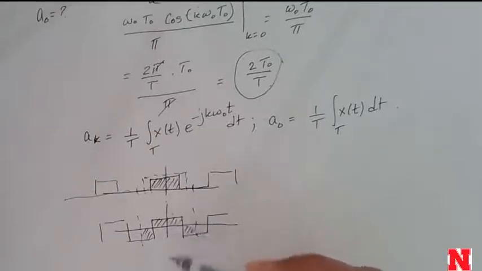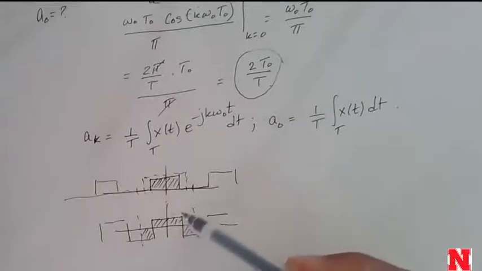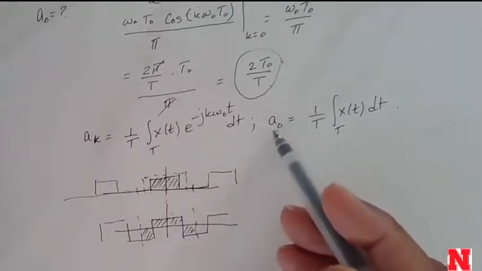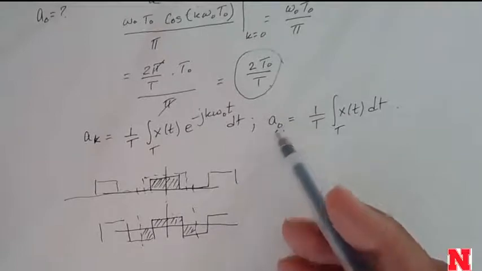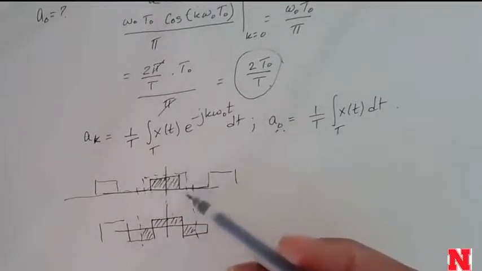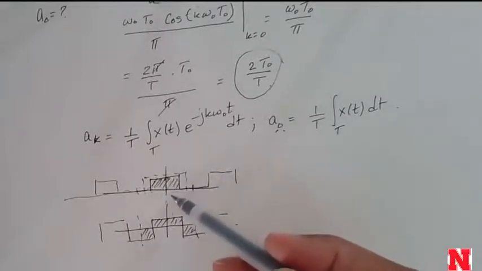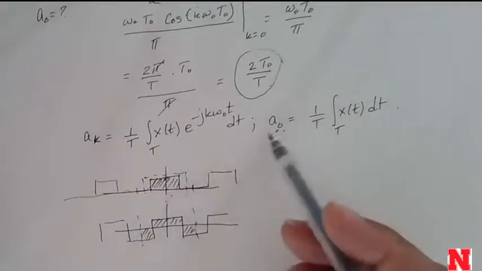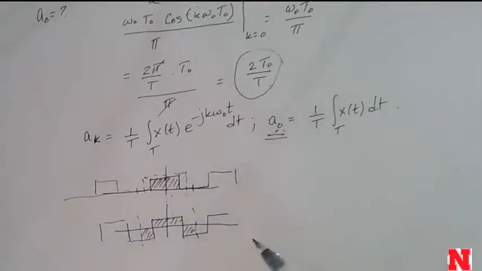I don't know what scopes you're using, but you have this on the scope, you have block DC. When you block the DC, you're basically getting rid of A0 or setting A0 to be equal to 0. And if you have a signal like this in your scope, you'll see that it moves down. Right? So A0 is the DC coefficient.